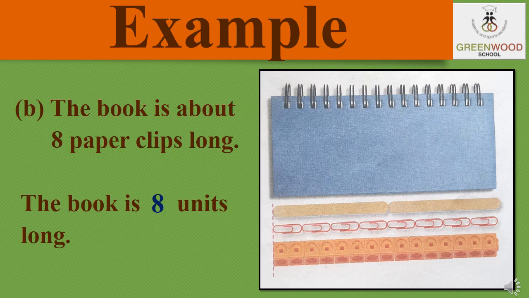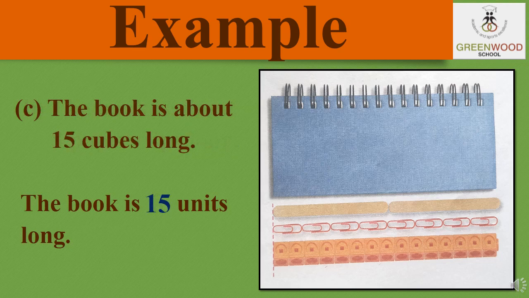Count how many you can see. 1, 2, 3, 4, 5, 6, 7, 8. So I can say that the book is about 8 paper clips long, or the book is 8 units long. For the third one, we will measure the book with cubes. So the book is about 15 cubes long, or we can say that the book is 15 units long.